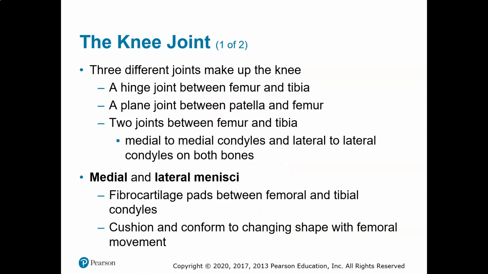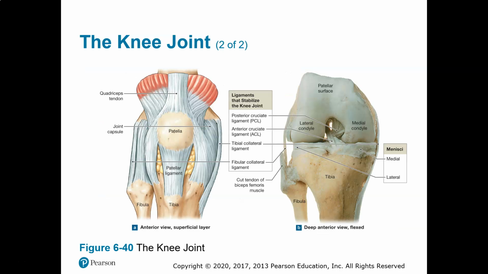Okay, the knee joint is a hinge joint between the femur and the tibia, but it also includes the interaction of the patella. Primarily, it's the joint between the femur and the tibia, but the patella is a part of the knee joint also, of course. The menisci, the medial and lateral menisci, are fibrocartilage pads that actually stabilize the knee joint.